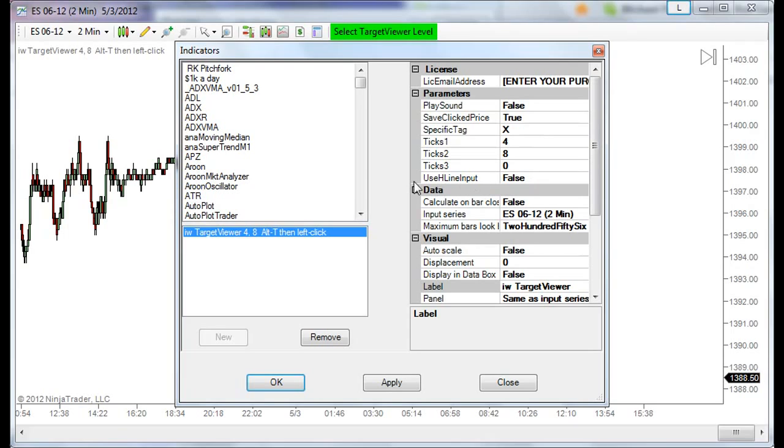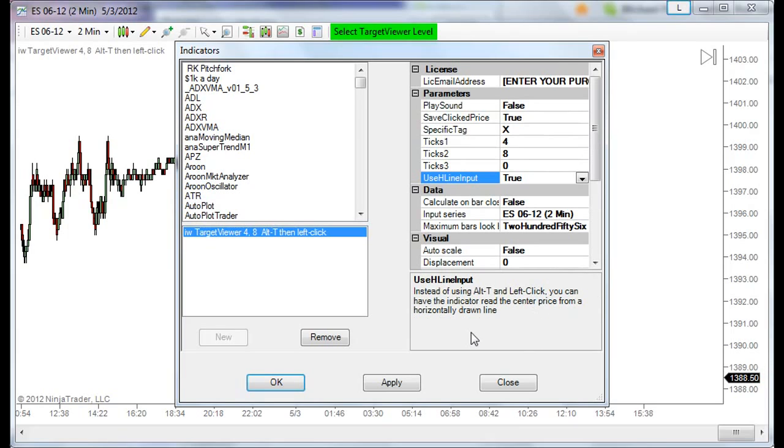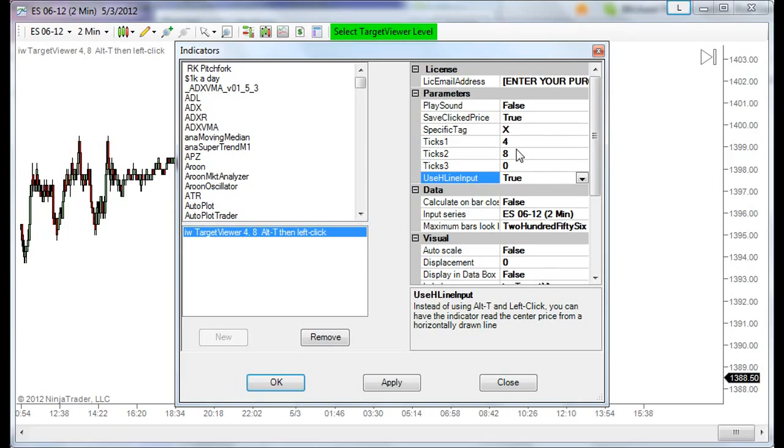First thing we need to do is enable Hline input, horizontal line input. Instead of using Alt T and left click, you can have the indicator read the center price from a horizontally drawn line. Okay, so that's what we want. We want to enable that. And what also comes into play here is the specific tag field.